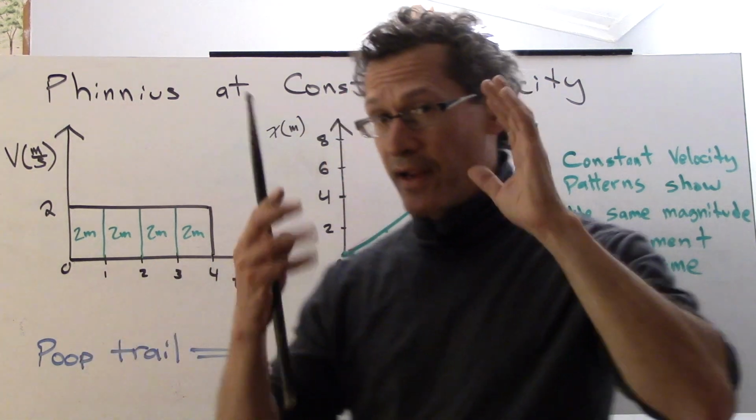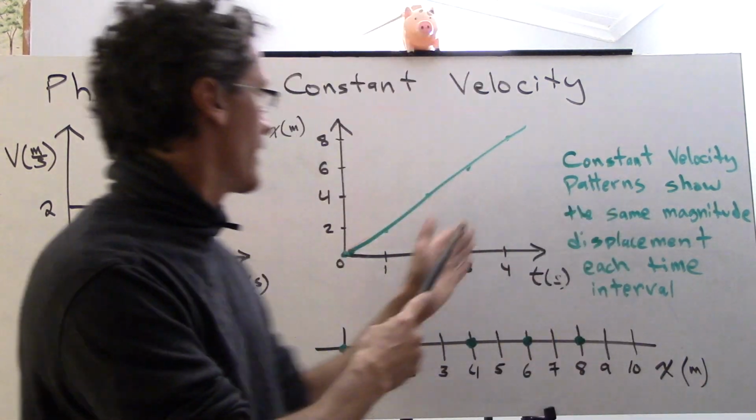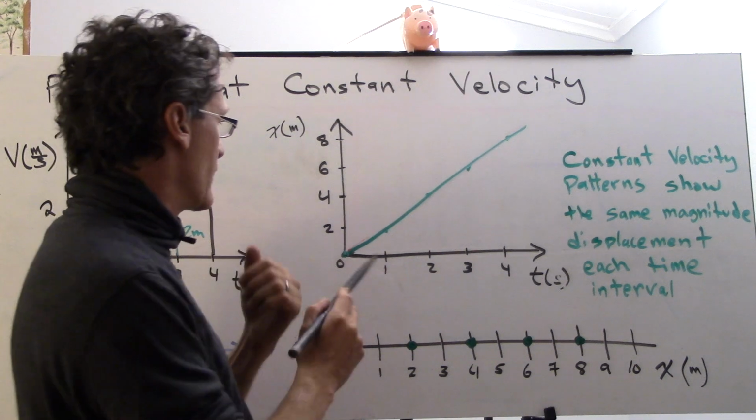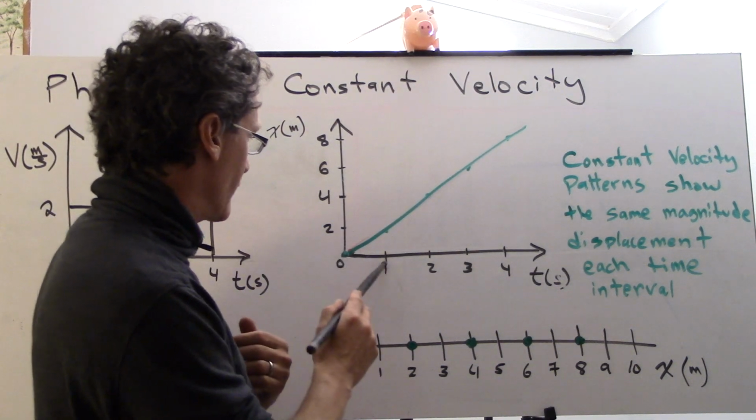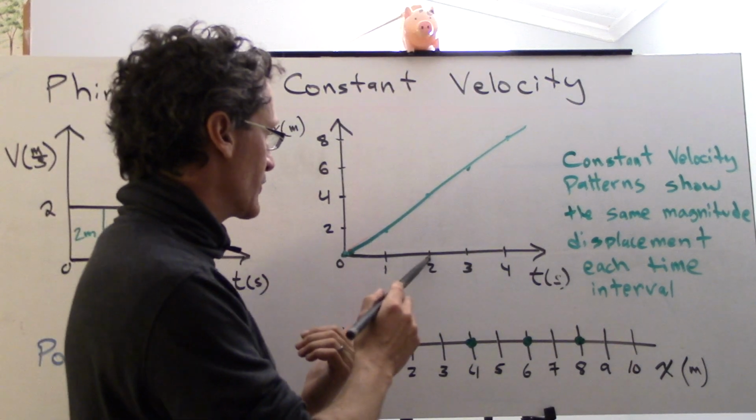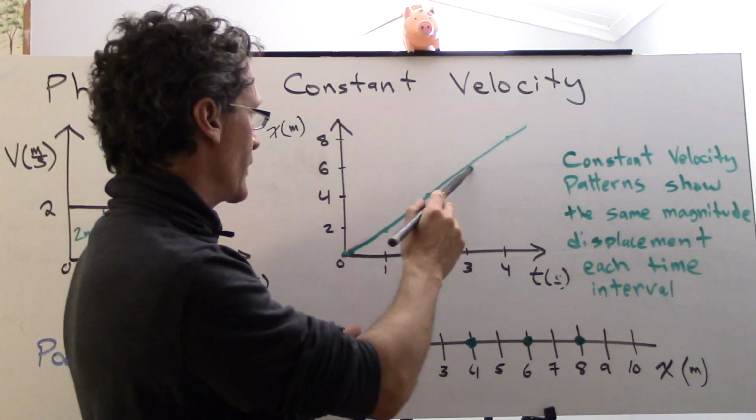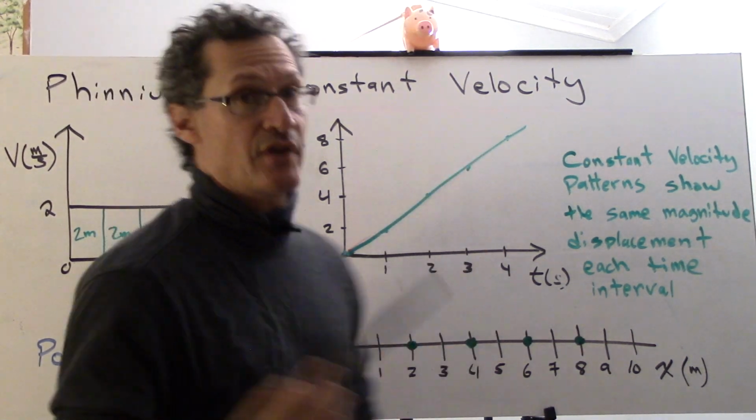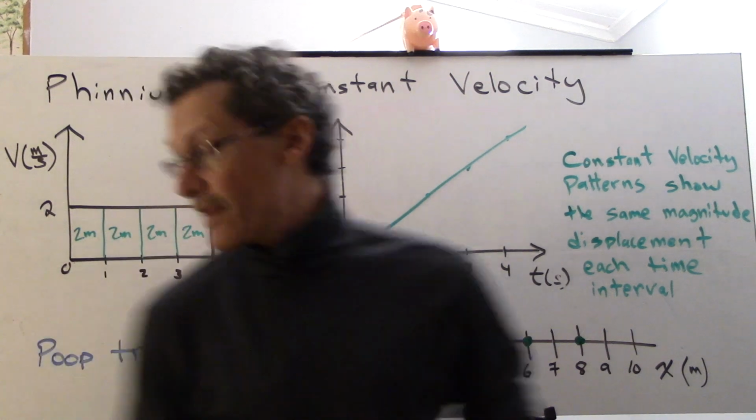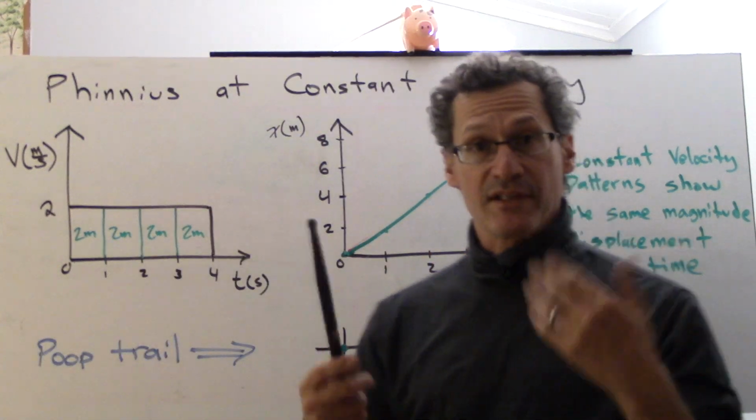Okay, so on a position versus time graph, it looks like this. We've seen this before. So we have at time equals 1, position equals 2. Time equals 2, position equals 4. Time equals 3, position 6, and time equals 4, position 8. Very easy to read. So let's look at the poop trail that Phinnius left behind.